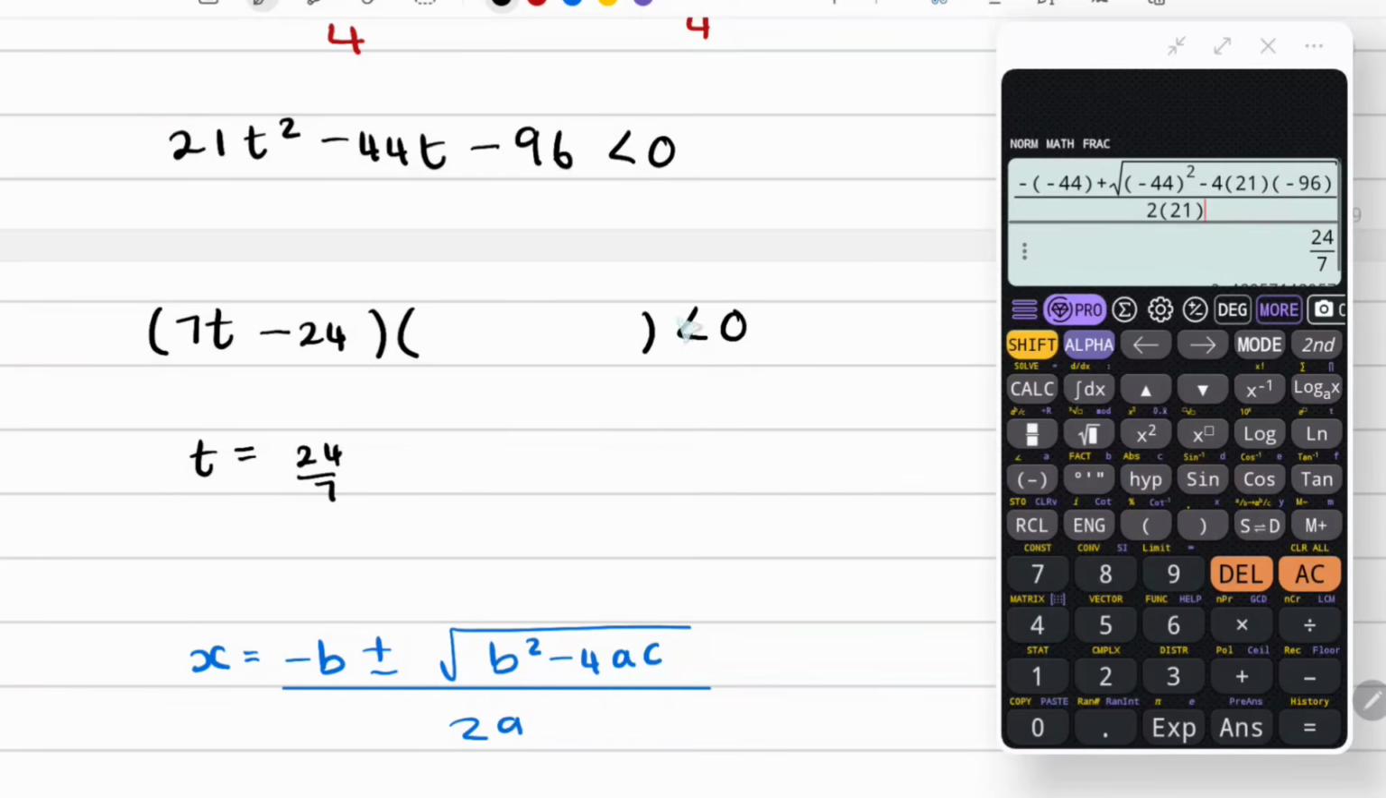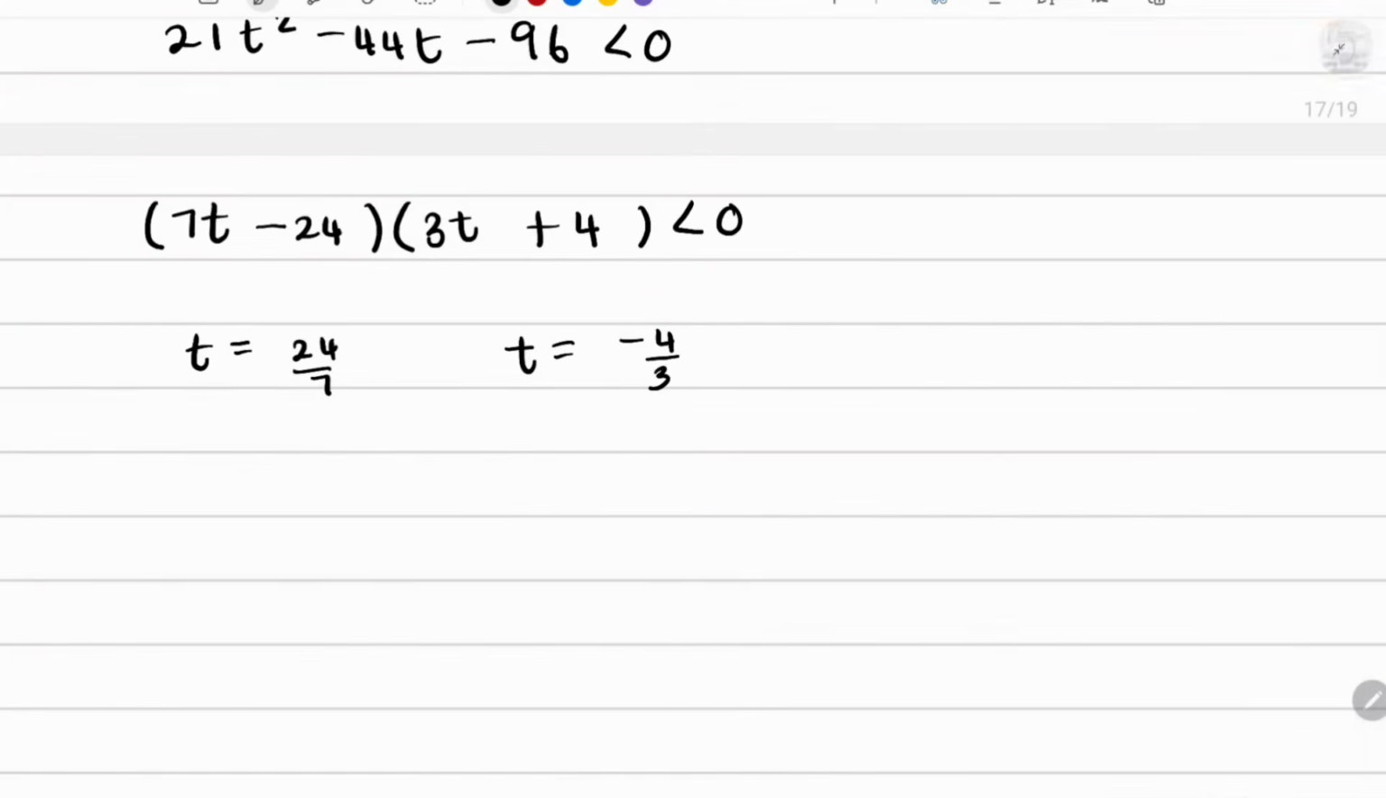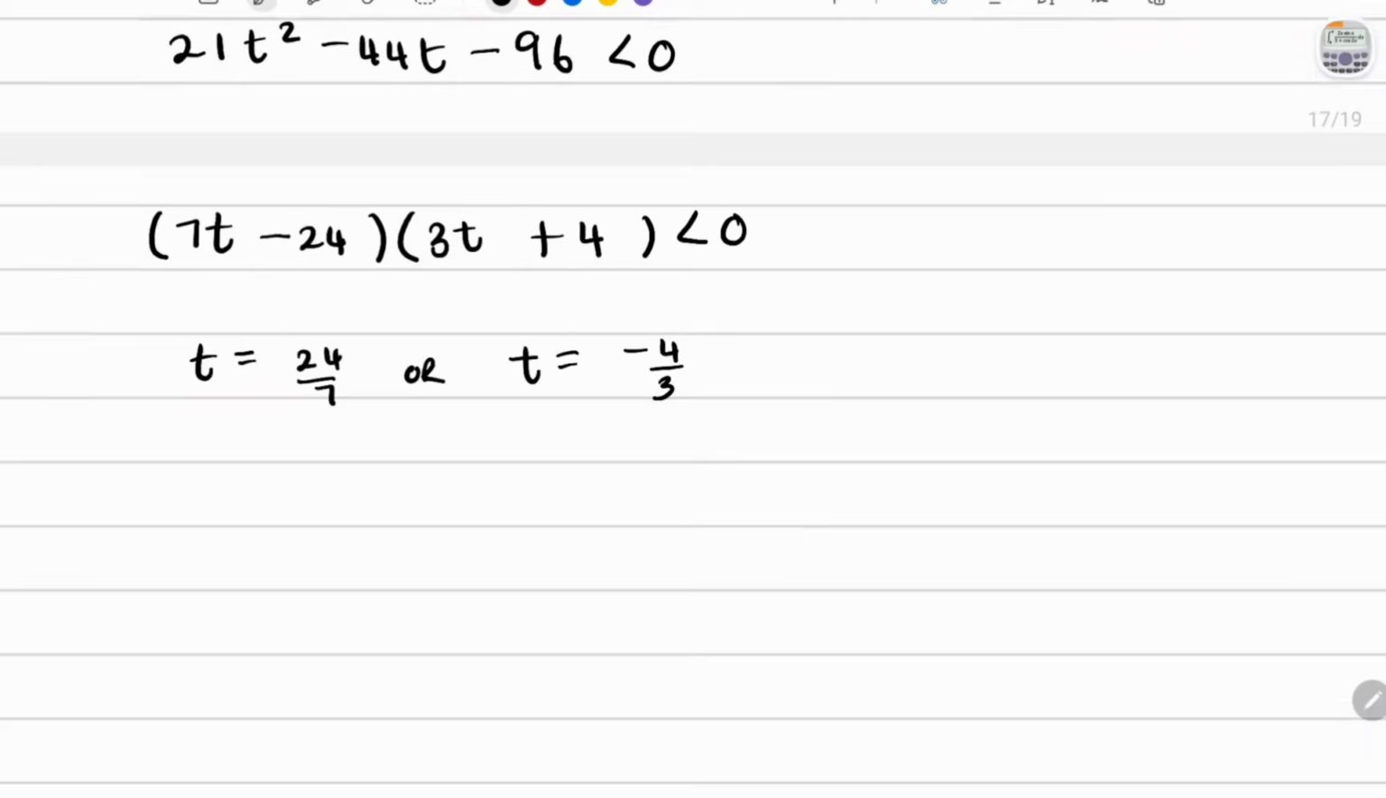And then to get this factor, the other one, we would just change that to a minus. And we get negative 4 over 3. Same thing. t is equal to negative 4 over 3. The denominator is your coefficient of t. And then you take that number as if it's coming over the equal to sign and becomes a positive 4. So there, it looks like we factorized. Okay, so we have our critical values and our factors as well. Okay, so these are the critical values we have.